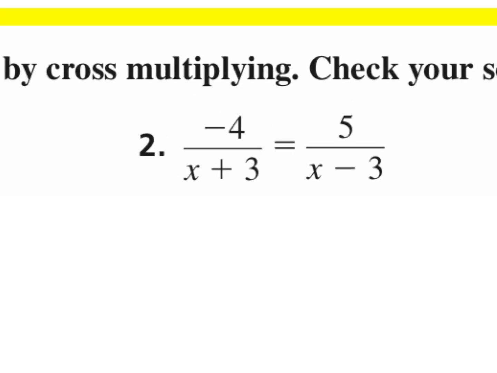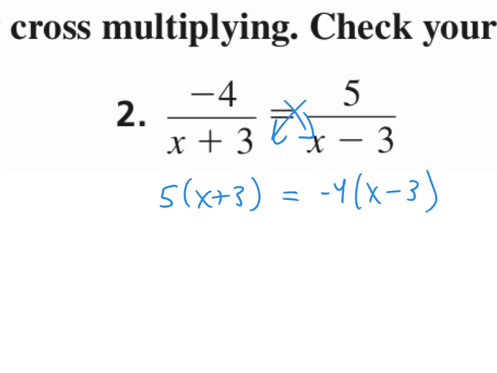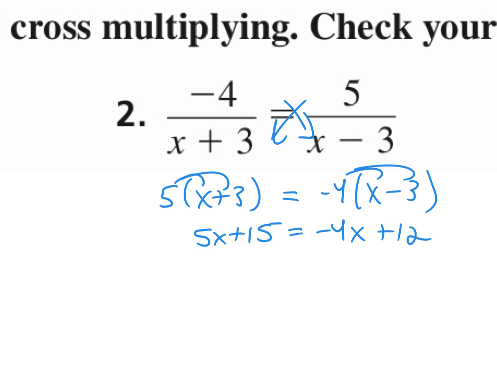All right, moving along. A fraction equal to a fraction. Cross multiply. 5 times x plus 3, and then I have negative 4 times x minus 3. Be careful with signs here, guys. When you distribute, we have 5x plus 15 equals negative 4x plus 12. Negative times a negative is a positive.